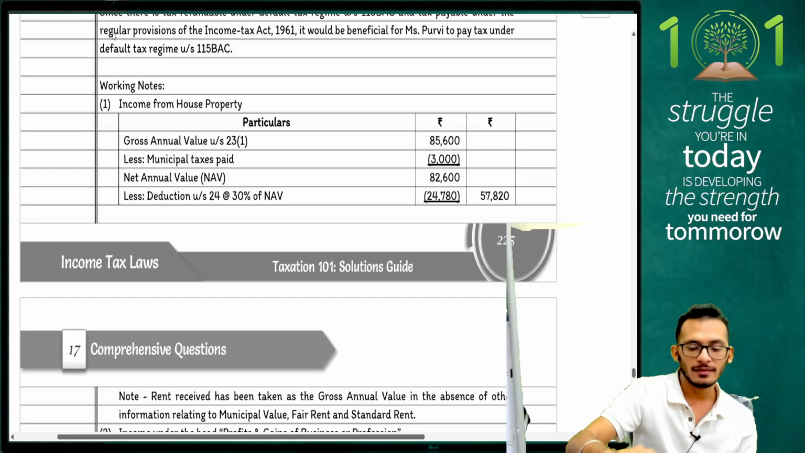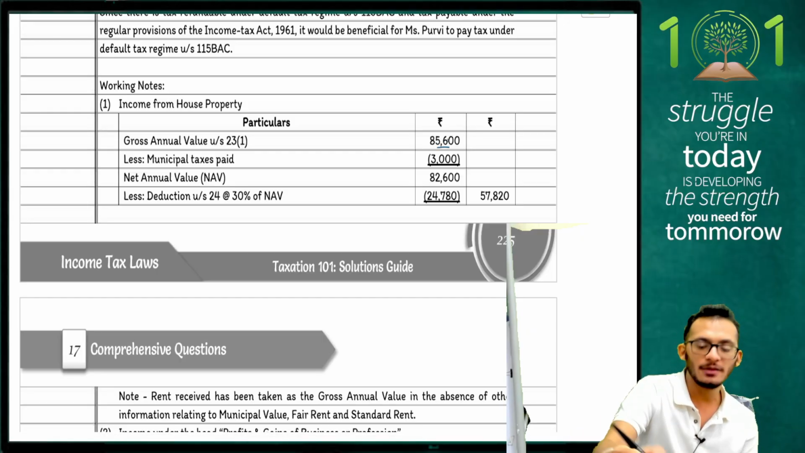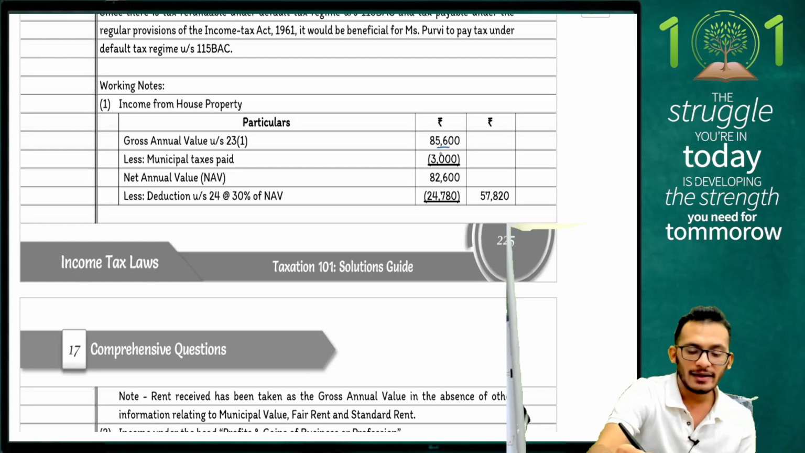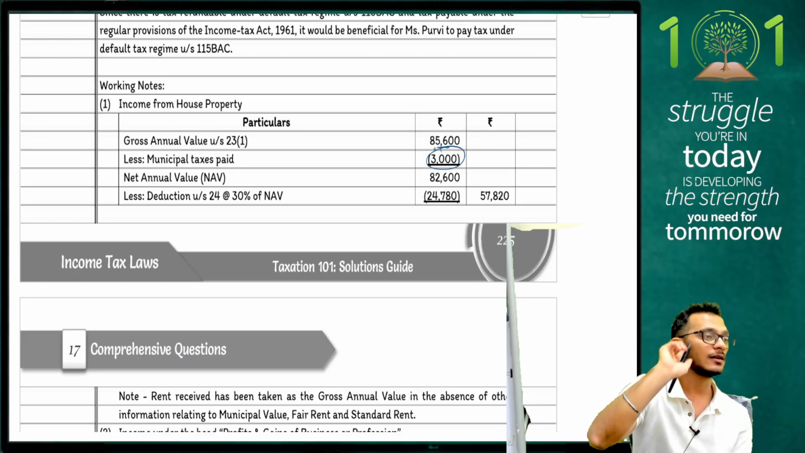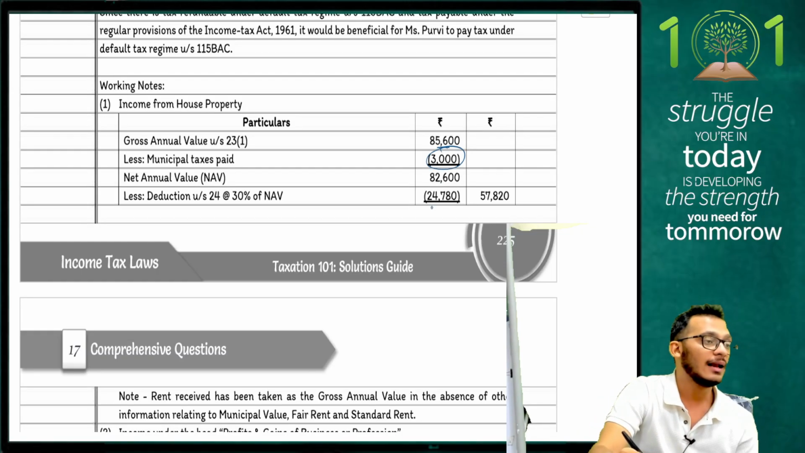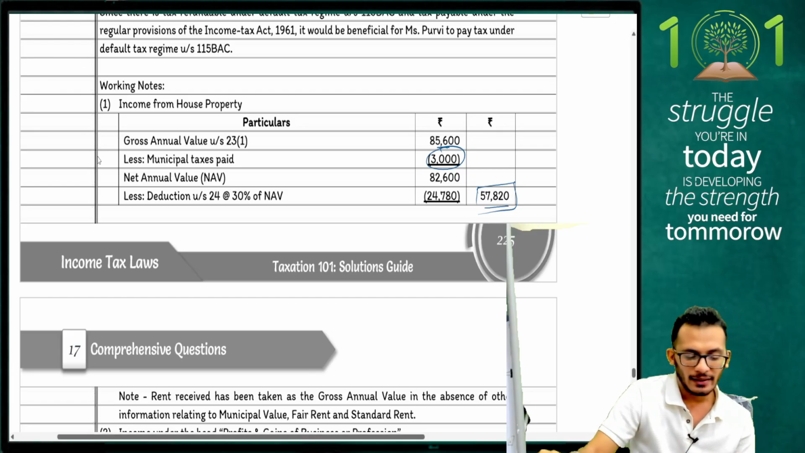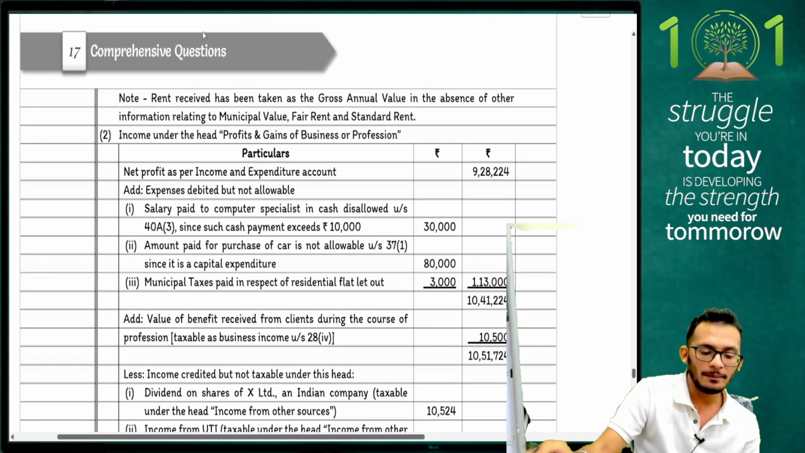They took my HP. In my HP, the gross annual value in the question was 85,600. Reduce the municipal tax of 3,000 given in the question. Therefore, 82,600. Allow 30% standard deduction. Income from house property came as 57,820.